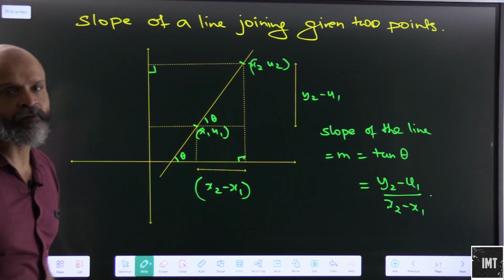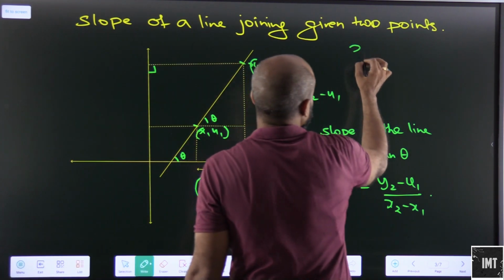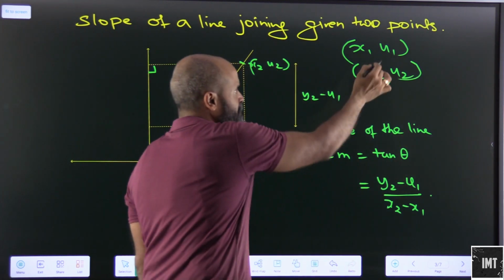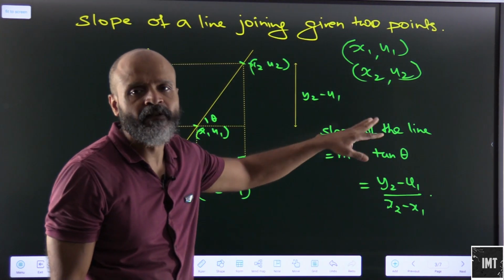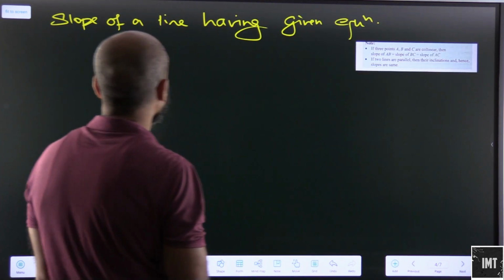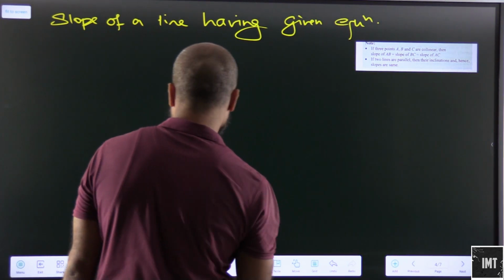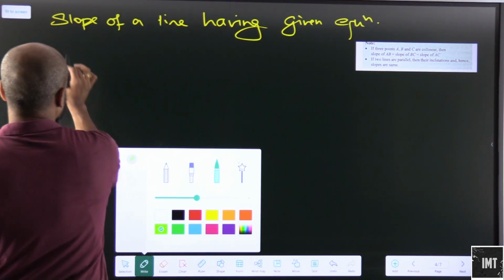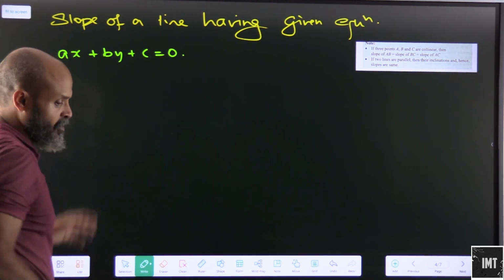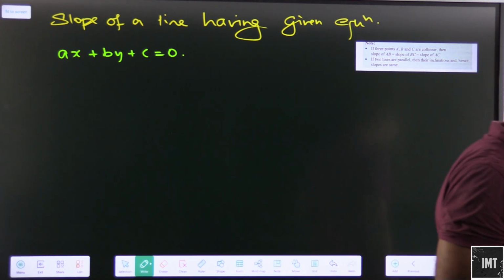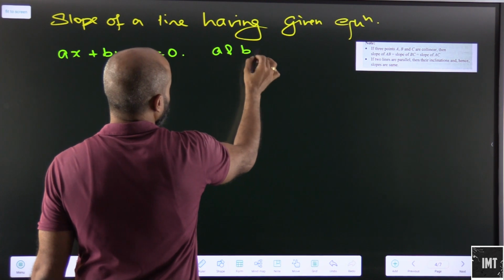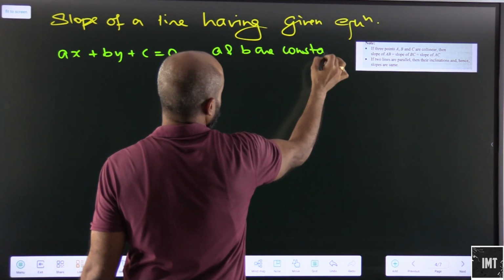Okay, so if we have 2 points, x1 y1 and x2 y2, irrespective of whichever is greater or whichever is smaller, the slope of the line will be y2 minus y1 upon x2 minus x1. Okay, slope of a line of a given equation. So let's say we have an equation here as ax plus by plus c is equal to 0. Now we have to find out the slope of the line, where a and b are obviously constants.